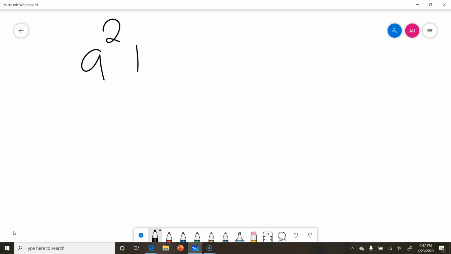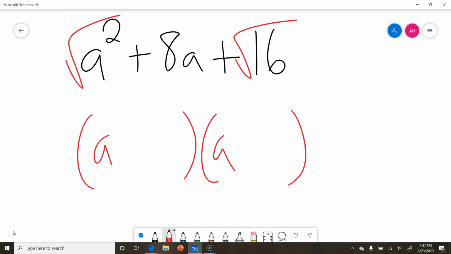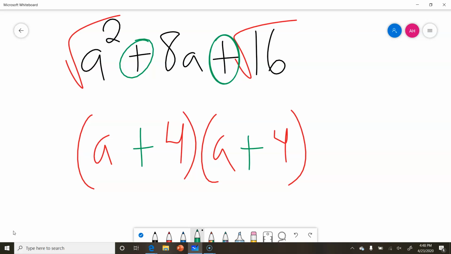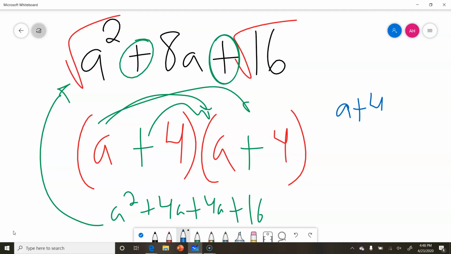A squared plus 8a plus 16. If I have something like that, again, I'm going to take the square root of the first term, and I'm going to write a and a. Then I'm going to take the square root of the second term and get 4 and 4. And then all I have to do is look at this term, and I get plus and plus. So you see when this multiplies out, it's going to be a squared plus 4a plus 4a plus 16, and that simplified is going to equal that. So I write my final answer as a plus 4 squared. Okay, so that's really straightforward to do.